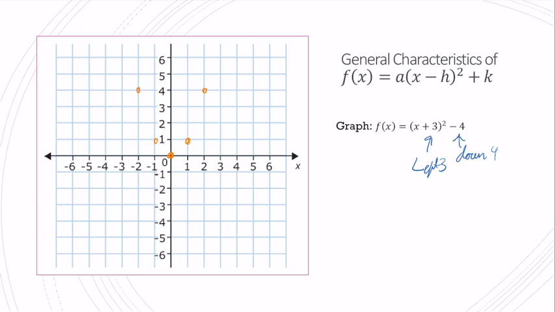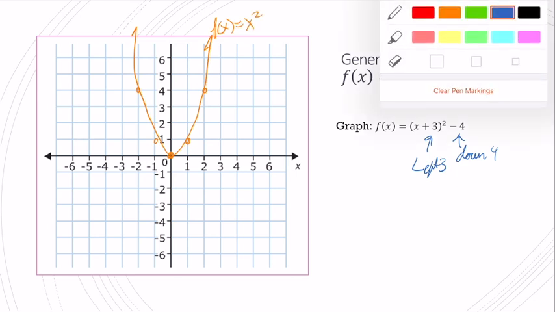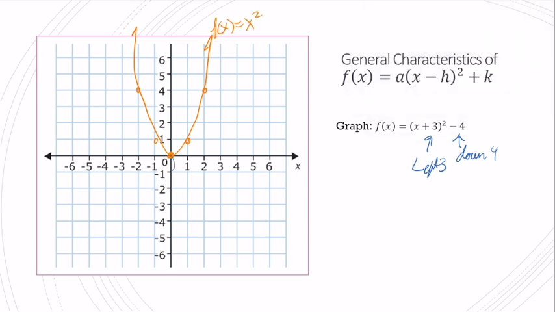But here's my original function. And I'm going to shift every single point down 4: 1, 2, 3, 4. And then to the left 3: 1, 2, 3. There we go. That's my new point. Again, down 4, left 3. That puts me here and here. Last, down 4, 1, 2, 3, 4, over 3, 1, 2, 3. Here we go. This is my new graph.